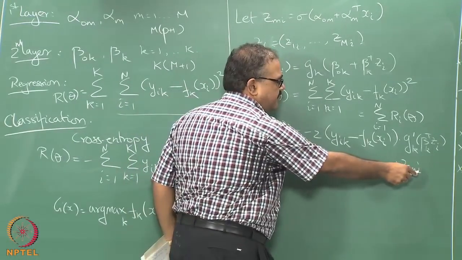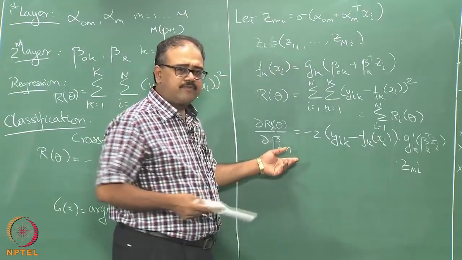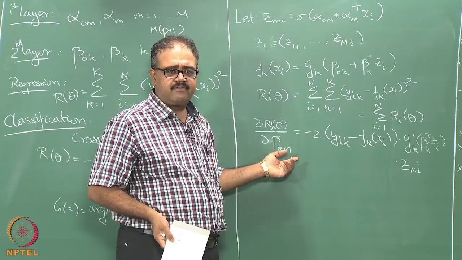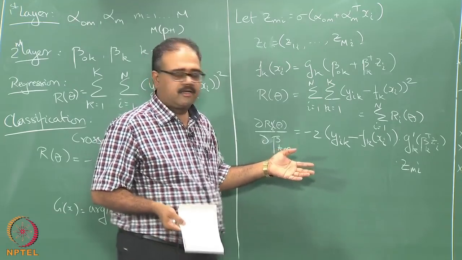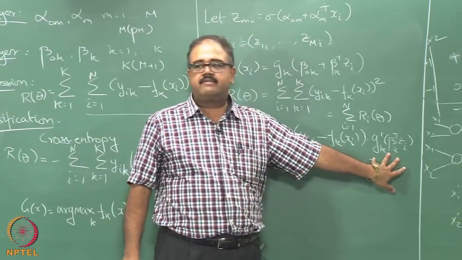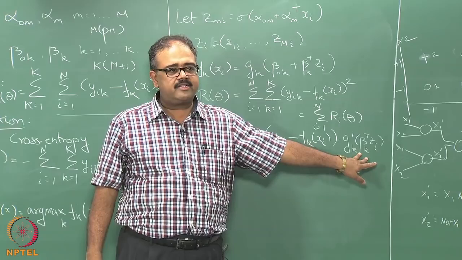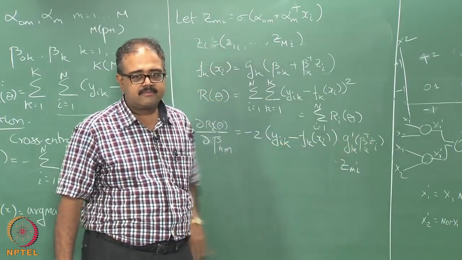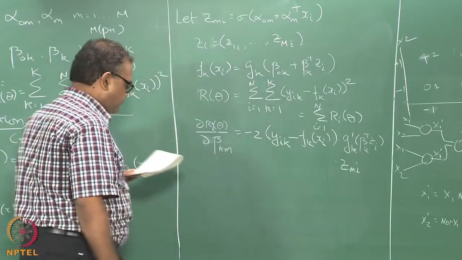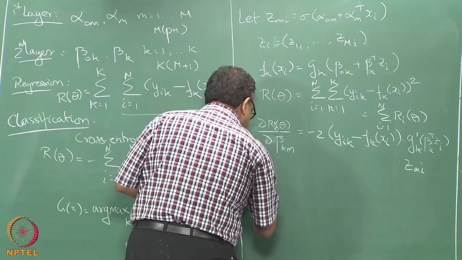So the i indicates that you are considering it only for the ith input. Is it clear so far? We just took a derivative, but it's exactly the same computation that we did earlier. The only new thing here is the derivative of g_k. Earlier we did not have that because we were assuming that g_k was linear. So if g_k is linear, this will again vanish. Now comes the interesting part.